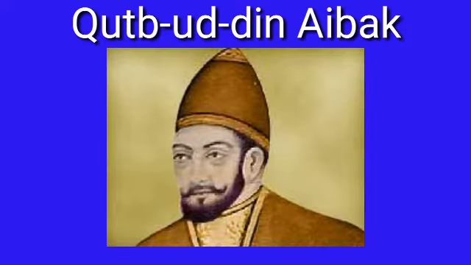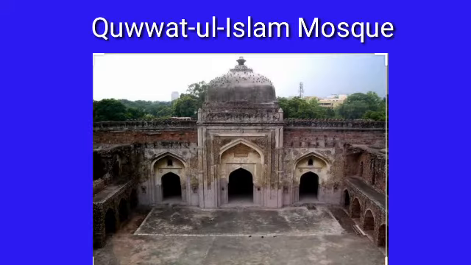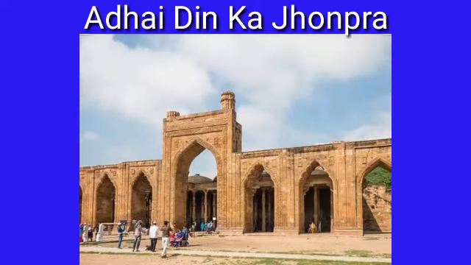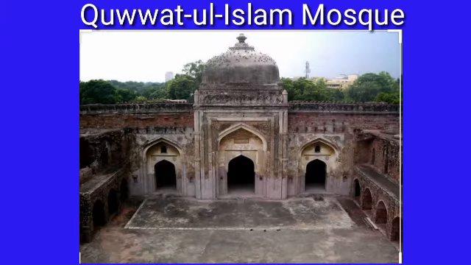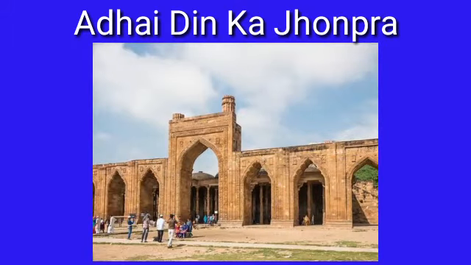Starting with the first ruler of the Delhi Sultanate, Qutbuddin Aibak, he built the Quwat al-Islam Mosque in Delhi and the Adhai Din Ka Jhonpra in Ajmer, Rajasthan. The Quwat al-Islam Mosque, built in 1193, was the first mosque to be raised in India by a ruling dynasty. It was not just a symbol of the might of Islam, but also the might of new political authority. Adhai Din Ka Jhonpra is said to have been built in 2.5 days.